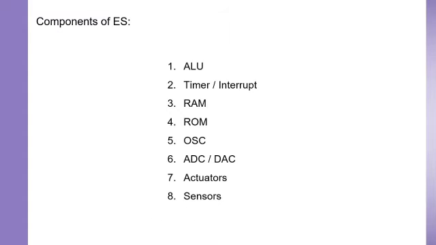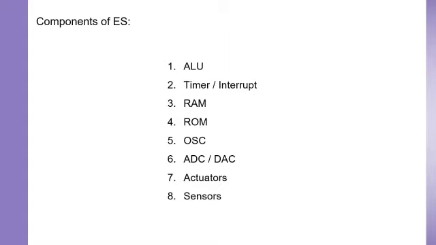Components of an embedded system. First is the ALU, arithmetic logic unit, and second is timer and interrupt. Third is RAM. Fourth, ROM. Fifth is OSC, that means oscillator. Sixth is analog to digital converter and digital to analog converter. Seventh is actuators. Eighth is sensors. ALU, arithmetic logic and control circuits: the ALU carries out basic arithmetic and logic operations, and the control section determines the sequence of operations, including branch instructions that transfer control from one part of a program to another.